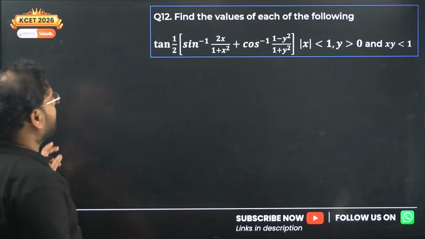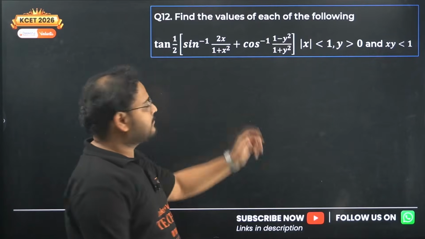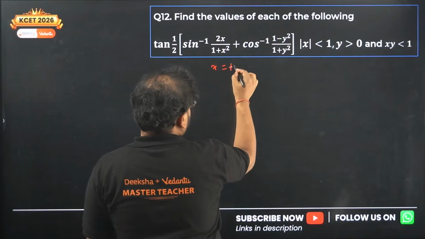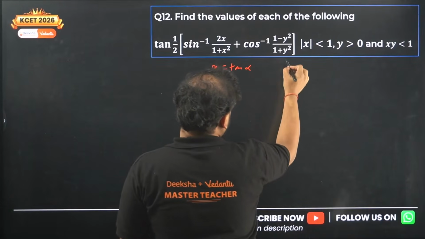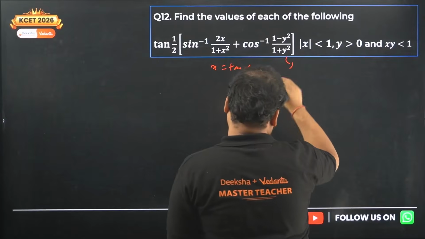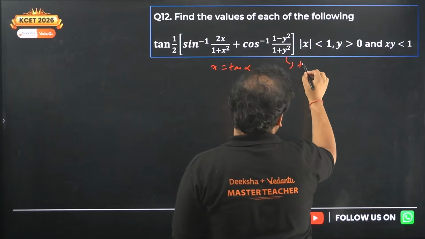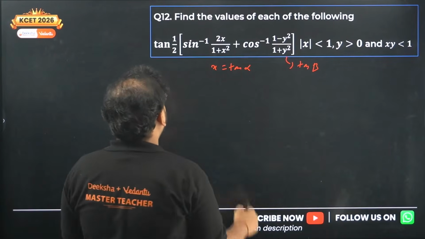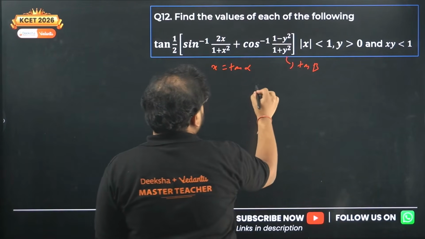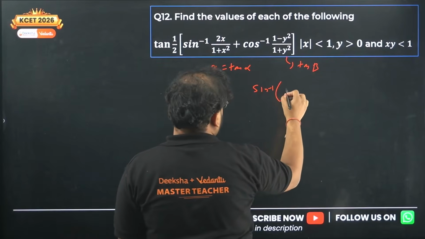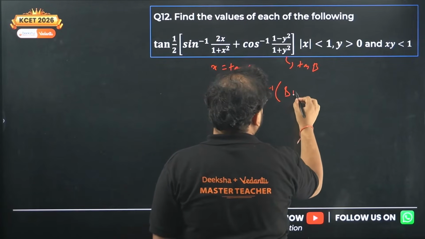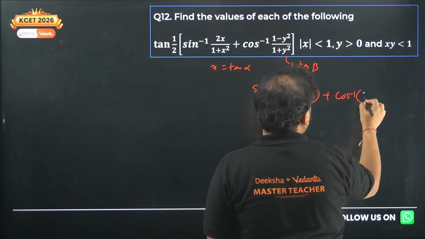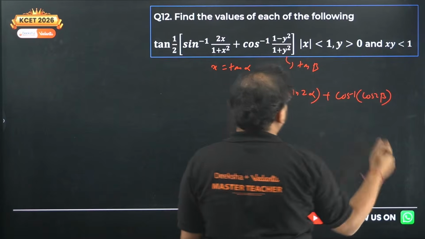12th one. Find the value of each of the following. Let's solve it. Very simple. Check here. Take x as tan alpha. Here you're going to take y as tan beta. Check over here. You're going to get, I'll just write on this side, sine inverse of sine 2 alpha plus cos inverse of cos 2 beta.